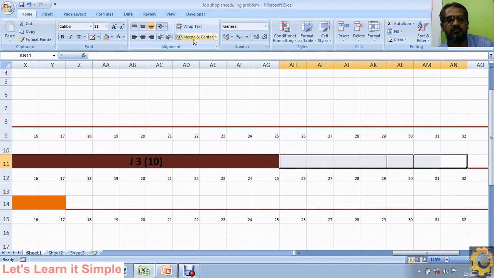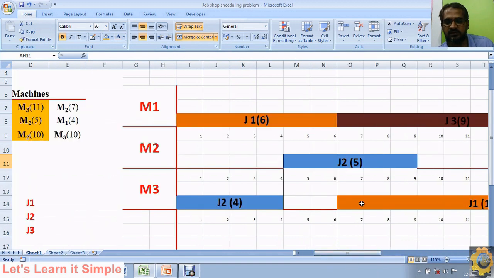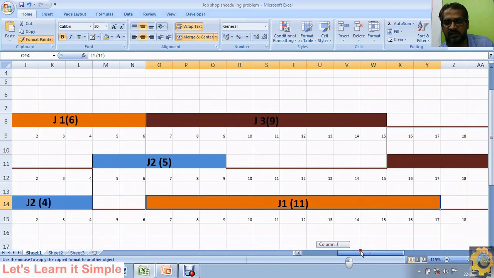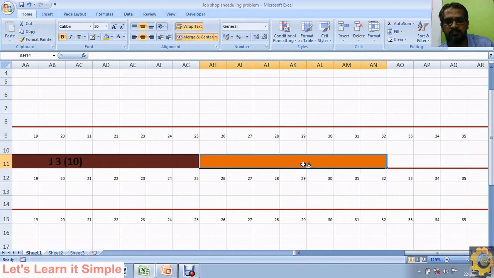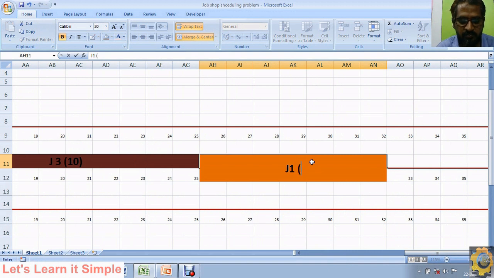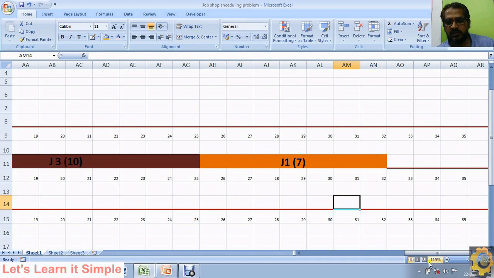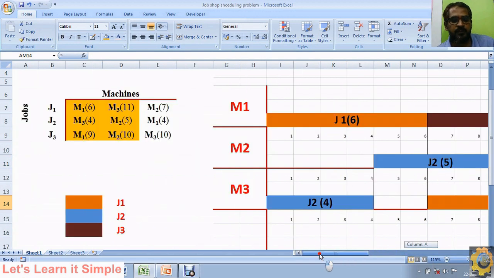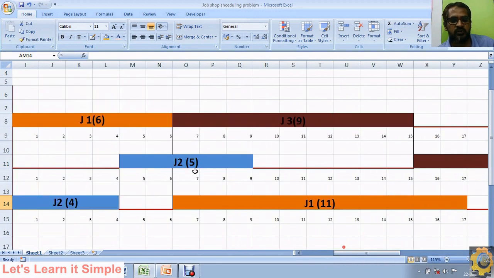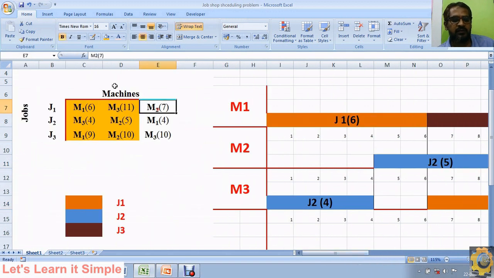So we can merge, bold, increase the font, and other things you can do. Now its color is this one, so you can select and paste it here. So it is first job on machine 2 with a time unit of 7. So now this is also done. Let me highlight this as well.